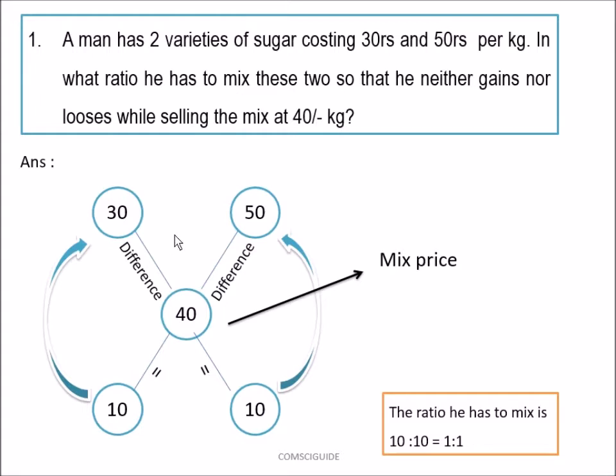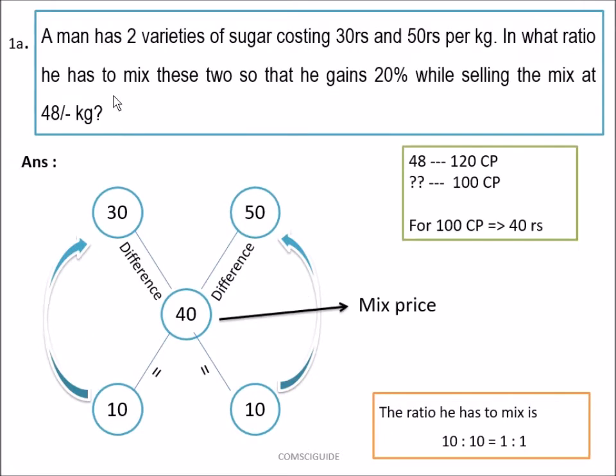So given that he has two varieties of sugar costing 30 rupees and 50 rupees, write these two quantities in these two circles. Now he mixes these two quantities and sells the mix at 40 rupees per kg. So the difference with the first quantity is 10 rupees and with the second quantity is 10 rupees. And these two represent the ratio that he has to mix, that is 10:10 is equal to 1:1. Therefore the ratio that he has to mix is 1:1. And this is the approach for alligation rule.